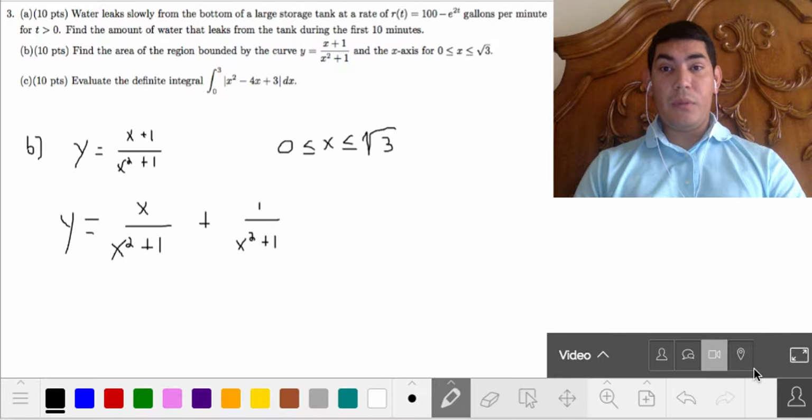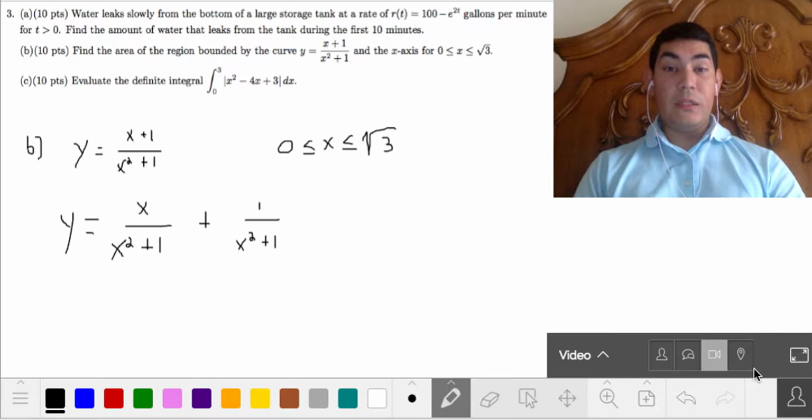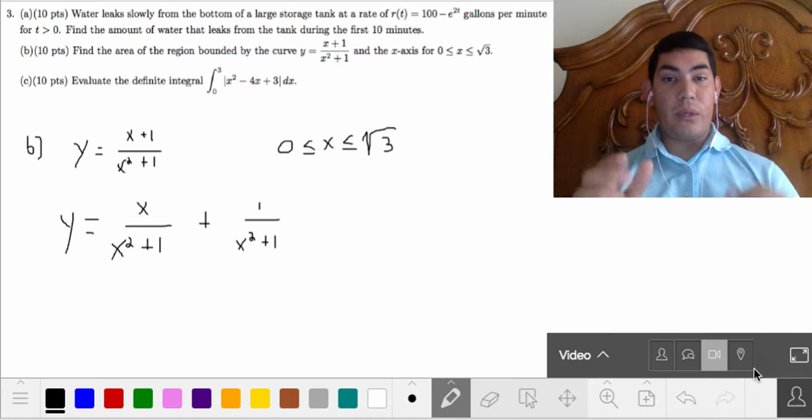Today, I'm going to be helping you understand a Calculus 1 question from the Spring 2016 CU Boulder exam, which is question 3, problem B, which states the following. Find the area of the region bounded by the curve y equals x plus 1 divided by x squared plus 1 and the x-axis for x bounded between 0 and the square root of 3.